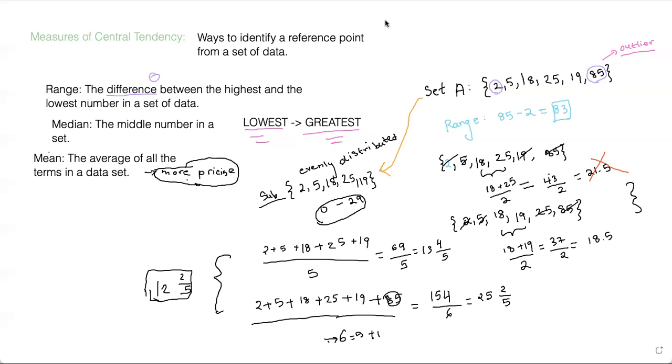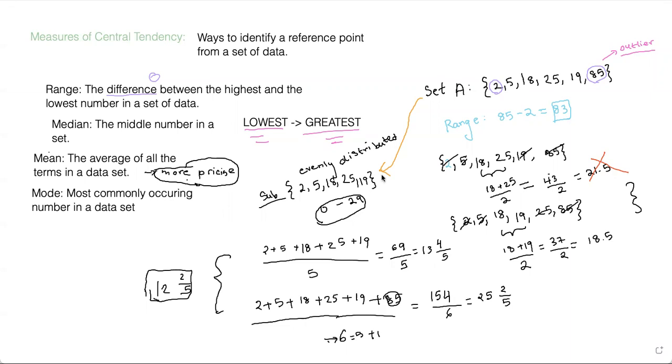Okay, so the final term that we're going to go over is mode. Mode is the most commonly occurring number. I like to think about mode being popular, right? For two reasons. One, because it's one of the easiest measures of central tendency to find. And two, because mode measures the most commonly occurring number.